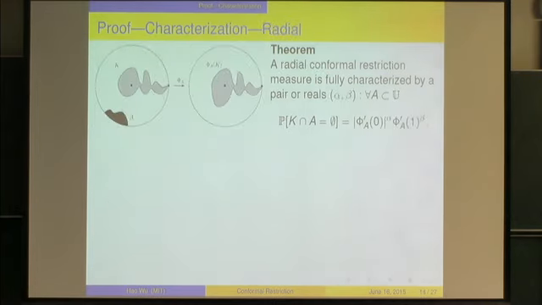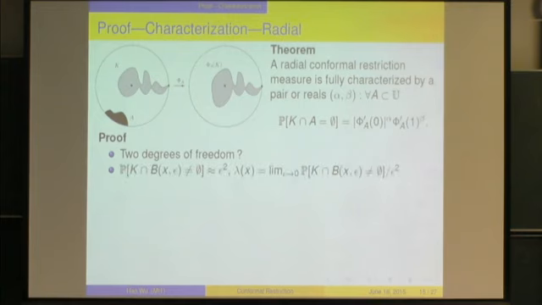And next, we can use the parallel idea to prove the characterization part for the radial case. For the radial case, the conclusion is that a radial conformal restriction measure is fully characterized by a pair of real numbers, alpha and beta, in this way. The same observation as before: if the random set already satisfies this relation here, then it satisfies the radial restriction property. And the only thing we need to prove is why there are 2 degrees of freedom.